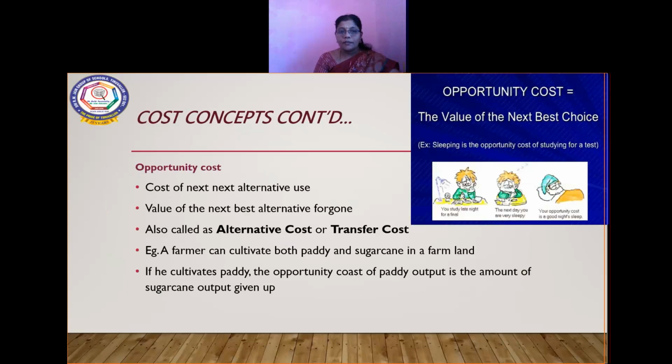Next, we are going to discuss opportunity cost. It refers to the cost of the next best alternative. In other words, it is the value of the next best alternative forgone. For example, a farmer can cultivate both paddy and sugarcane in a farmland. If he cultivates paddy, the opportunity cost of paddy output is the amount of sugarcane output he has to give up. So opportunity cost is also called alternative cost or transfer cost.